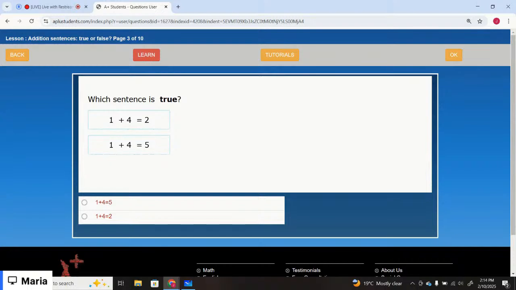Which sentence is true? 1 plus 4 equals 2, or 1 plus 4 equals 5? Which is the correct option? That is 1 plus 4 equals 5. Option number 1 is the correct option.